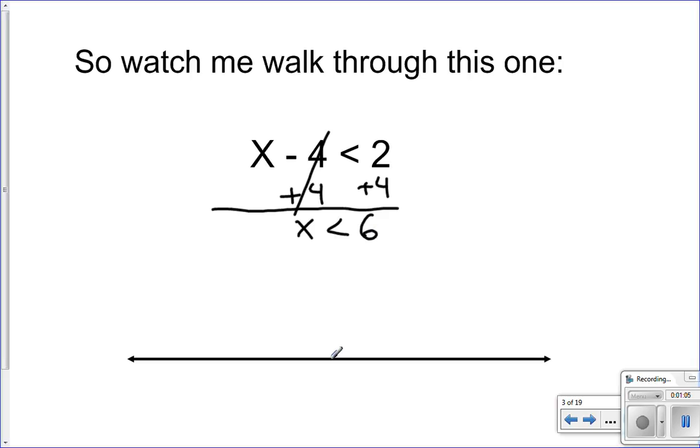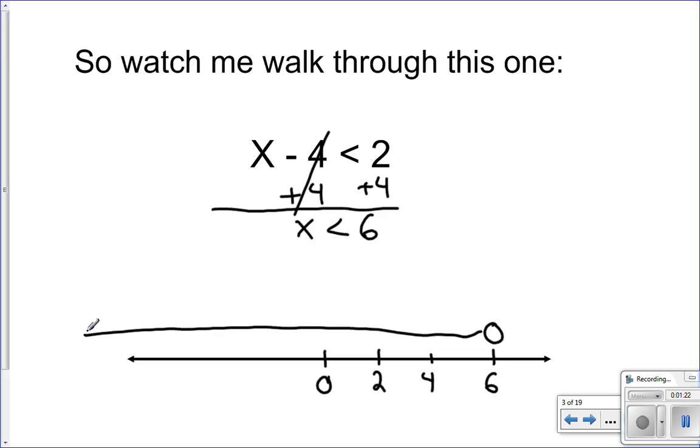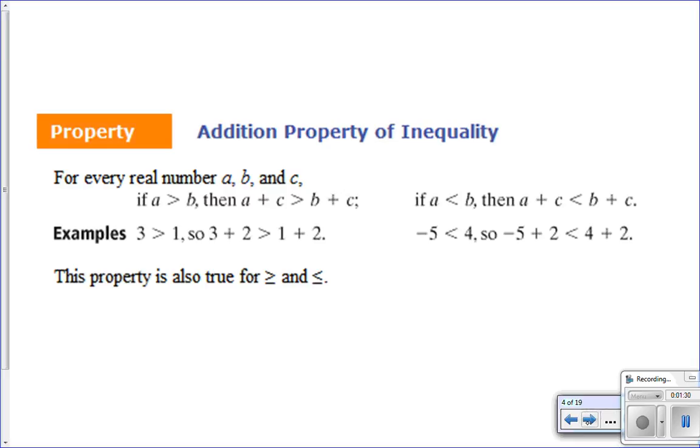So on your number line, you come down here, you can write 0, 2, 4, 6. And since x is less than 6, it's going to be an open circle. And it's going to be everything to the left of it. So the addition property of inequalities states that for every number a, b, and c, if a is greater than b, then a plus c is greater than b plus c. And if a is less than b, then a plus c is less than b plus c.